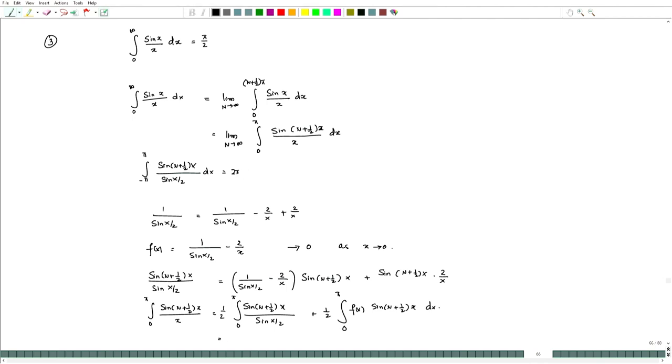Now, the integral from 0 to pi is equal to pi by 2, because the entire integral from minus pi to pi is 2 pi. And now f is a Riemann integrable function, it is bounded at 0, because that is what we are killing with the cancellation. Therefore, this goes to 0 as n goes to infinity by the Riemann-Lebesgue lemma. Thus, the integral from 0 to infinity of sin x by x dx is equal to pi by 2. Hence, that is what we have proved.